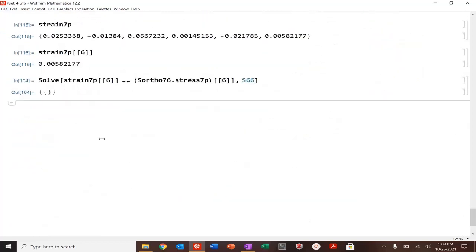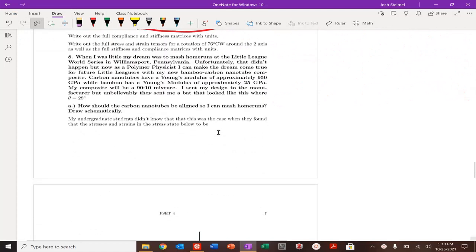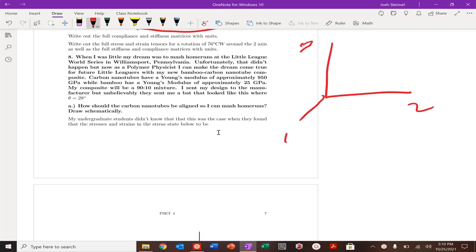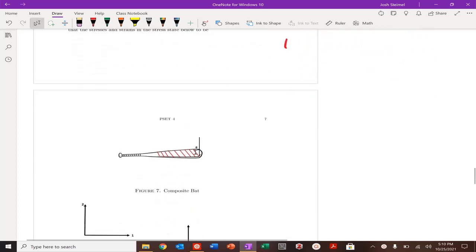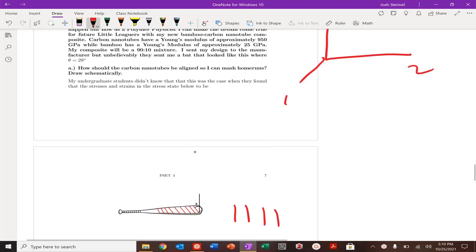All right, on to the last problem. In this last problem, we are given a composite type problem. So I'm going to go ahead and draw a little bit here. We're given a coordinate system 1, 2, 3, and in our original coordinate system, I want my fibers pointing along the 2 direction. So I want my fibers pointing like this.